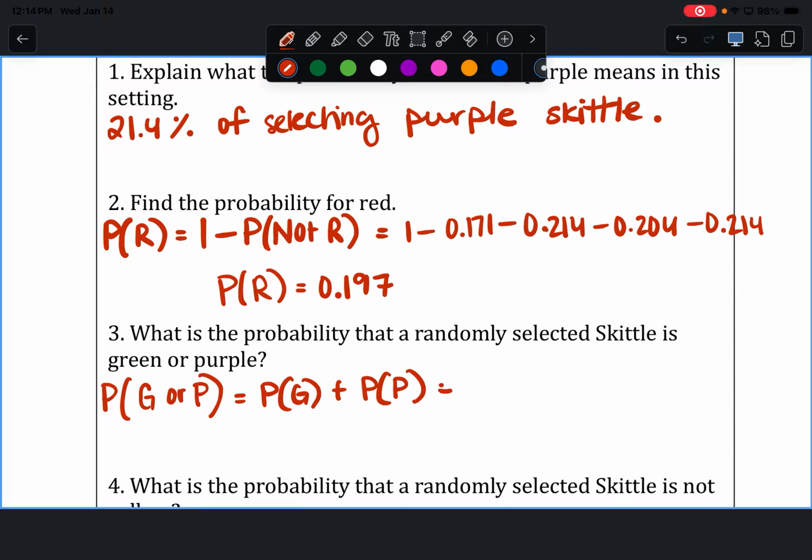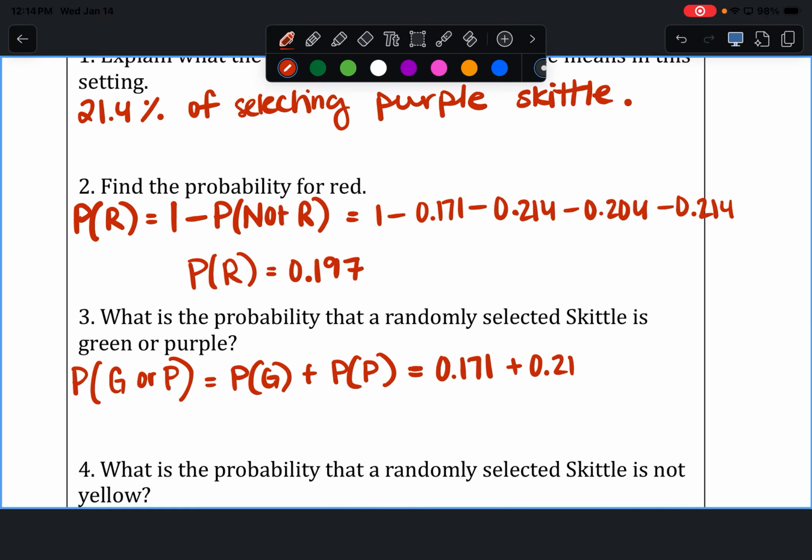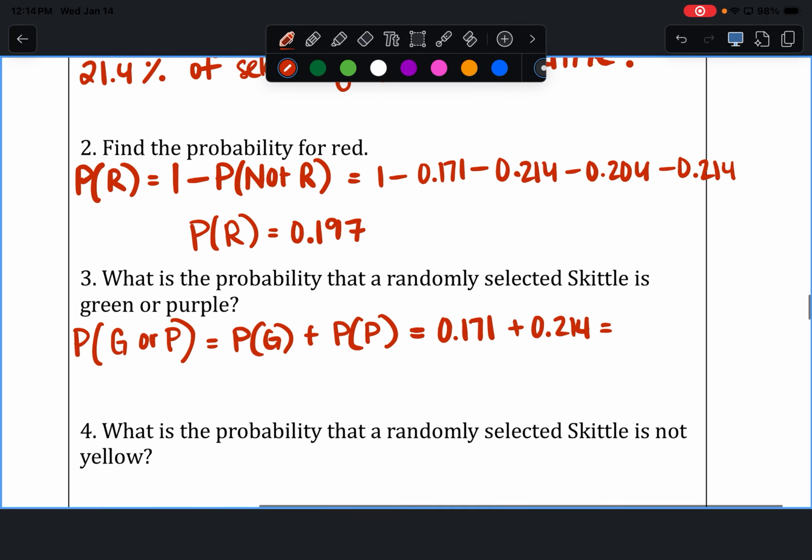So what is the probability for choosing green? Okay, plus what's the probability of selecting purple? And so if we add those together, what do we get? 385? Okay, if I wanted you to explain what that meant, what would that mean?